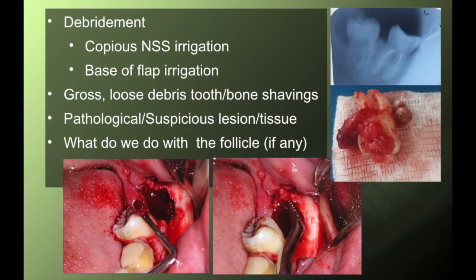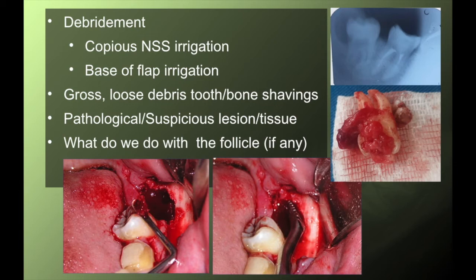After reducing the sharp edges with a bone file, if it's needed, debridement is done. We remove large debris by picking them up and then copious saline irrigation. For me, that means 6 to 10 flushes of a 10 milliliter syringe.